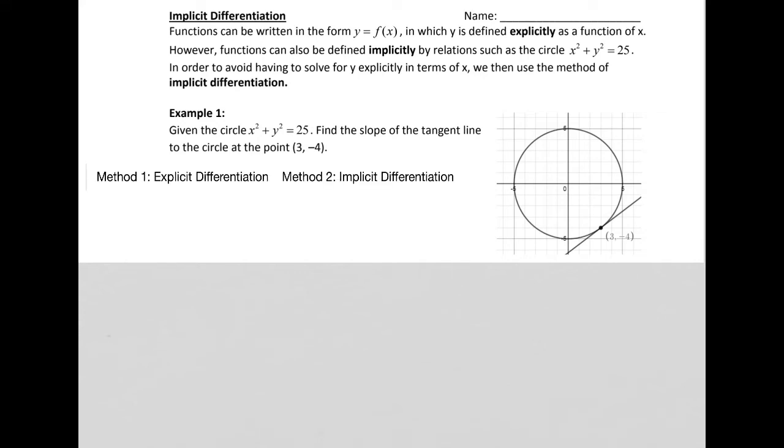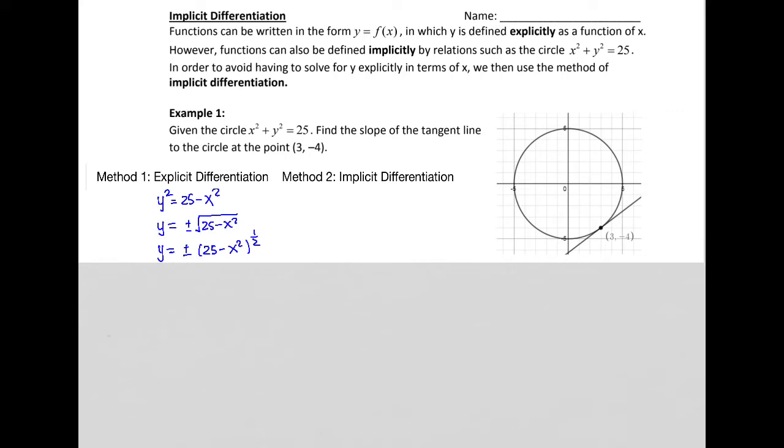So step 1, rewrite the equation in terms of y squared. So y squared will become 25 minus x squared. And we have to get rid of the square by taking the positive or negative square root of 25 minus x squared. The next one, we have to get rid of the radicals. So (25 minus x squared) to the exponent 1/2.